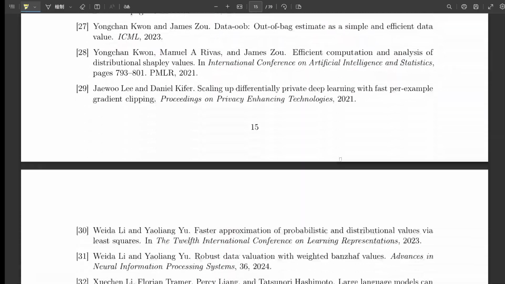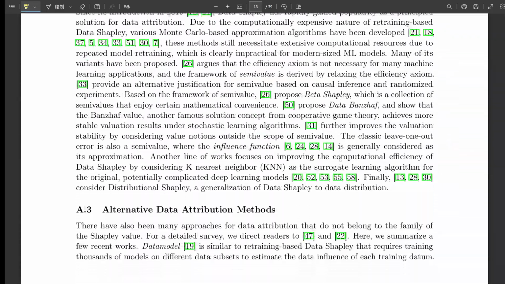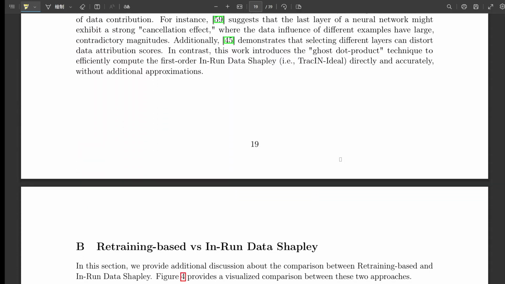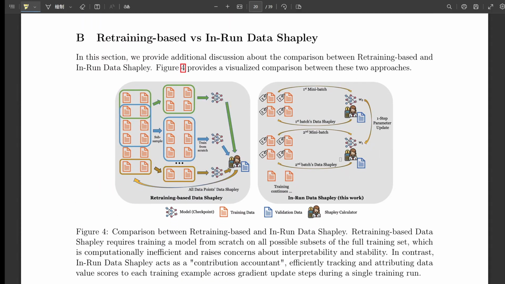Then looking at how values change over time was fascinating. What did they see there? For example, data from RCF, academic papers, became more valuable later in training when the validation set was math-focused. Makes sense, right? The model learns basics first, then specifics.